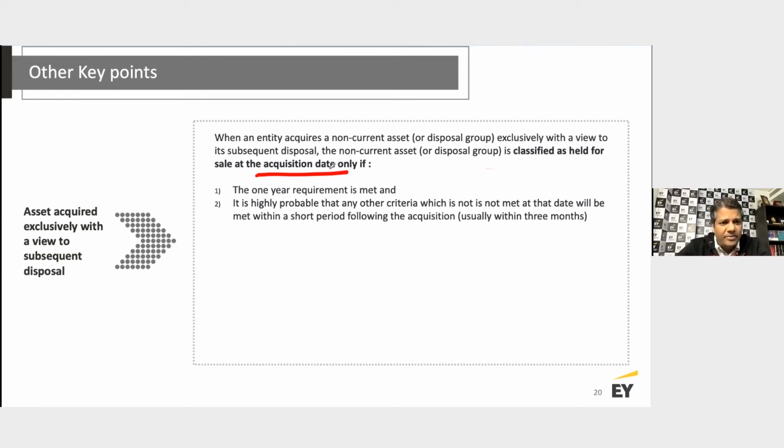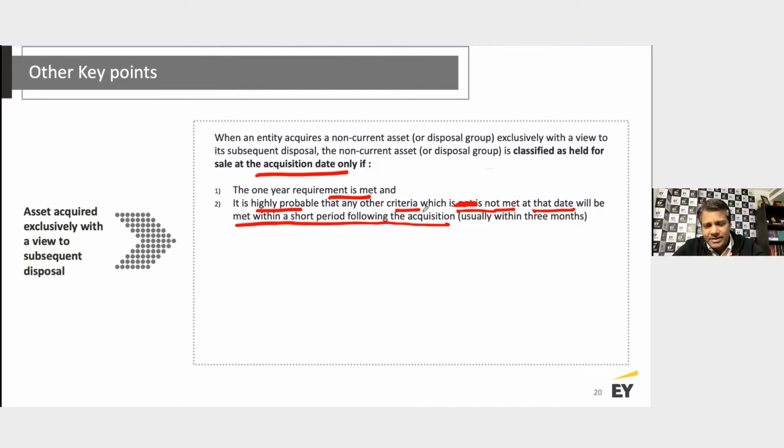Okay, if the 1 year requirement is met and it is highly probable that any other criteria which are not met at that date will be met within a short period following the acquisition, usually 3 months. So what are the criteria which need to be met? You remember, right? 5 criteria.